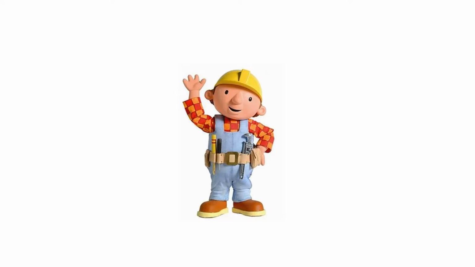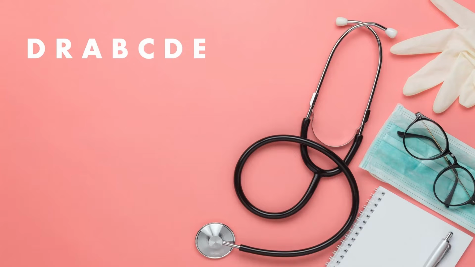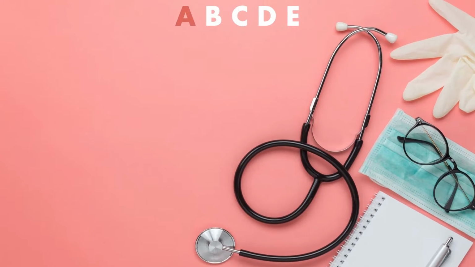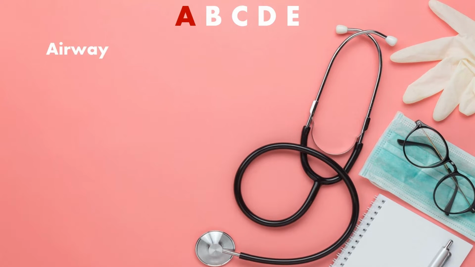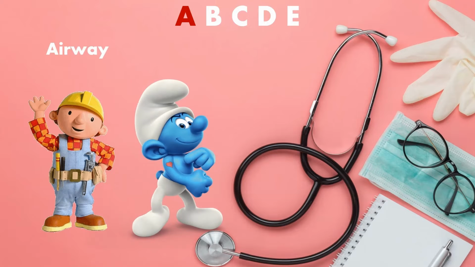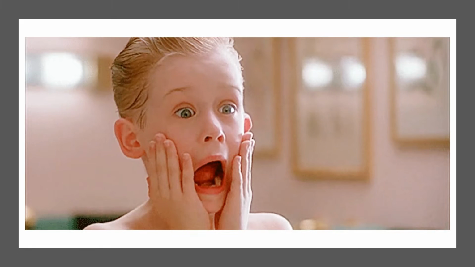Let's go back to Bob. We are using Dr. ABCDE, but we need to take a few things off. No need to check for danger or response, since you've already done that. So airway. We know it's open and maintained because Bob is talking to us, and it's not blue. So what else?